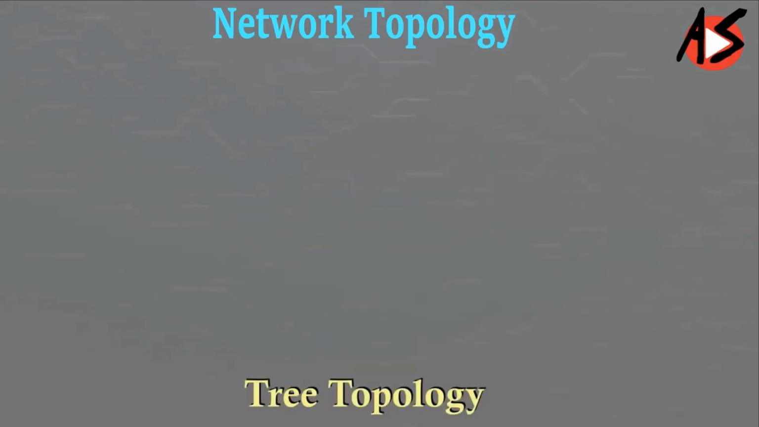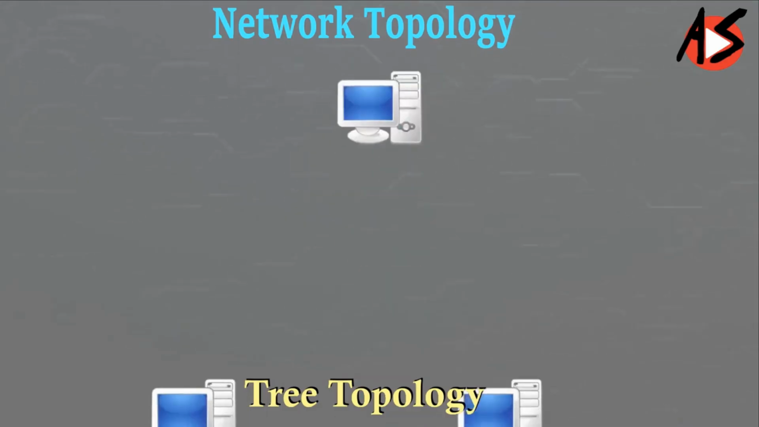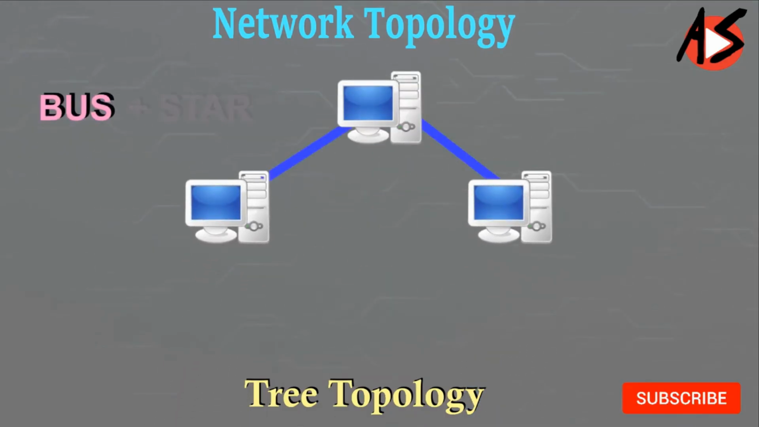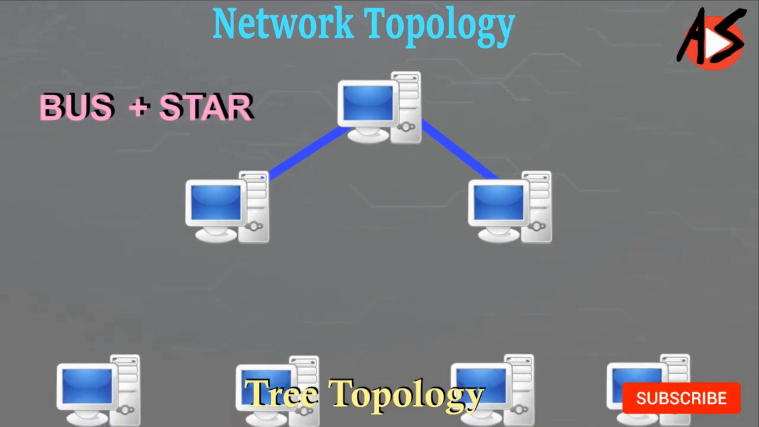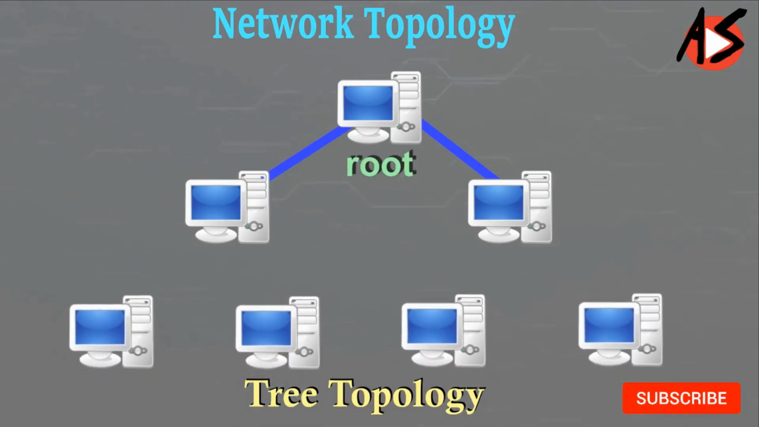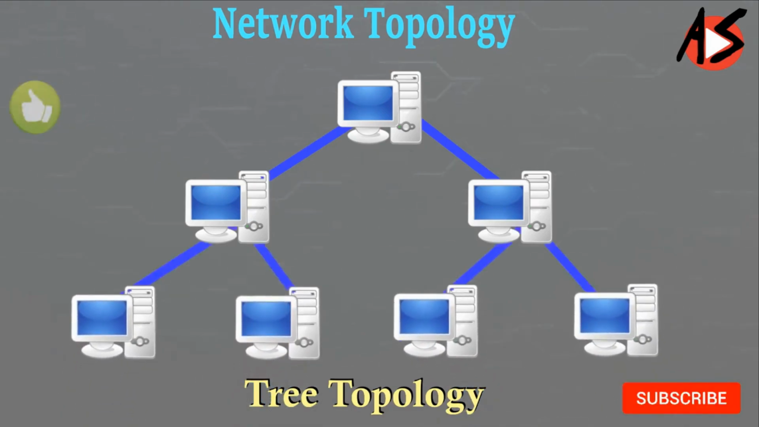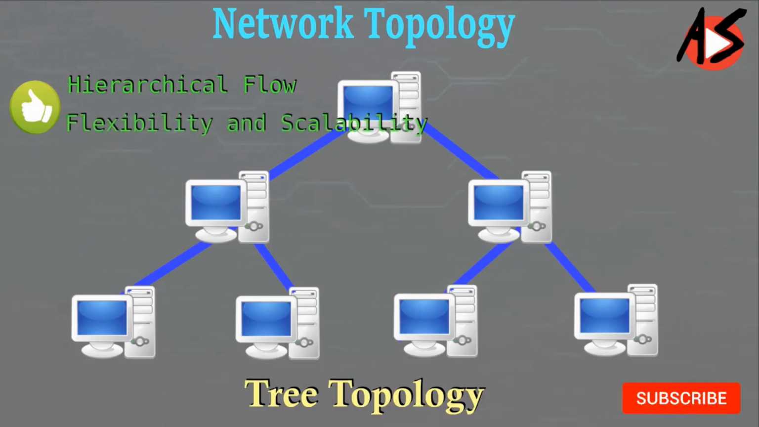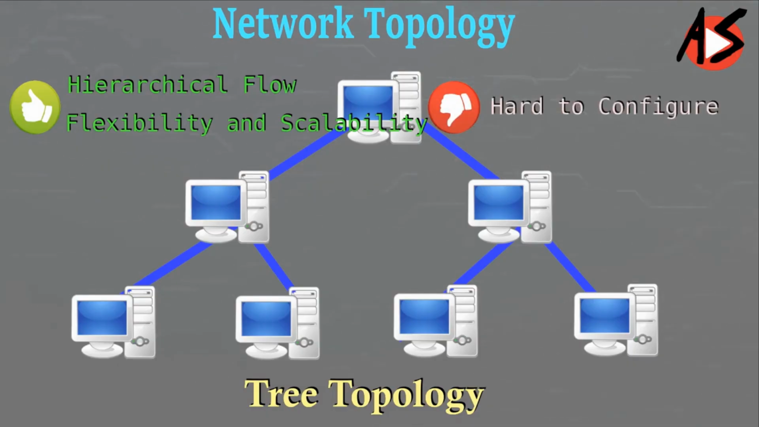Tree topology. Tree topology is a combination of bus and star topology. There is a central root branching and sub-branching down to the nodes. Advantages of tree topology are: first, it's suited for applications which have a hierarchical flow of data and control. It also provides good flexibility and scalability. The disadvantage is that it's difficult to configure compared to other topologies.